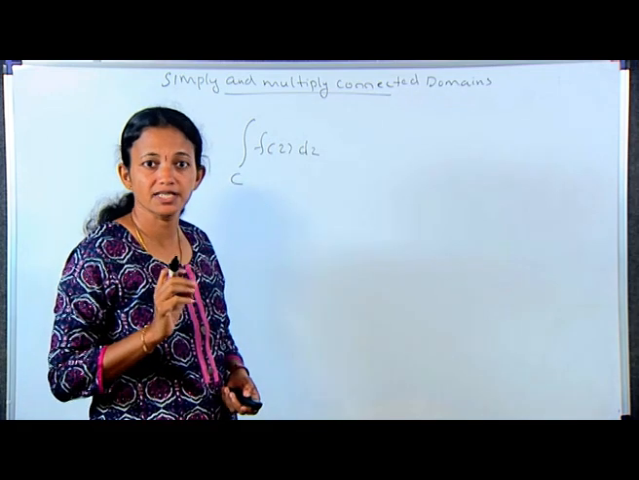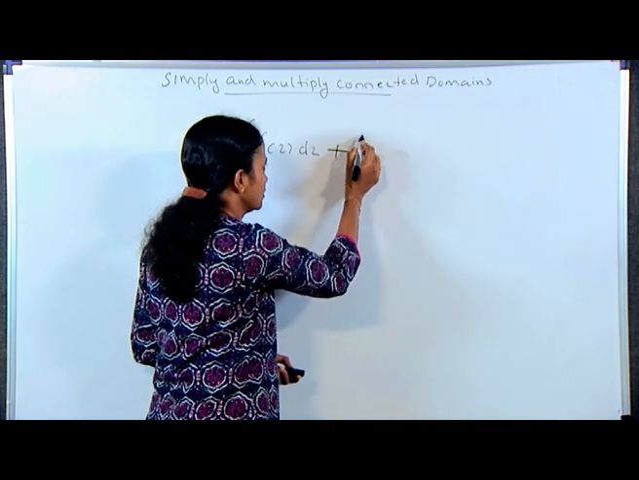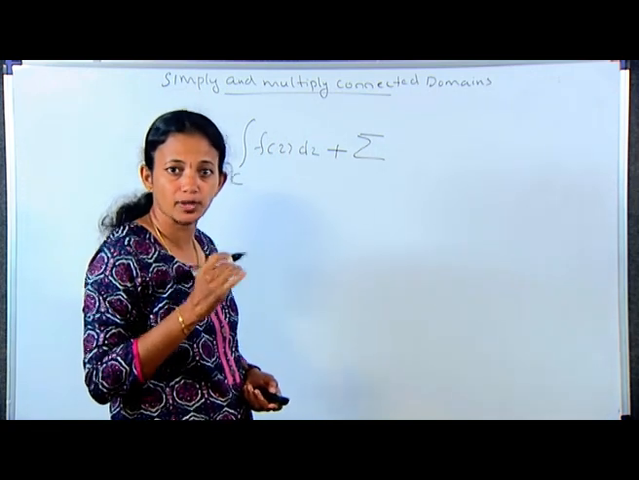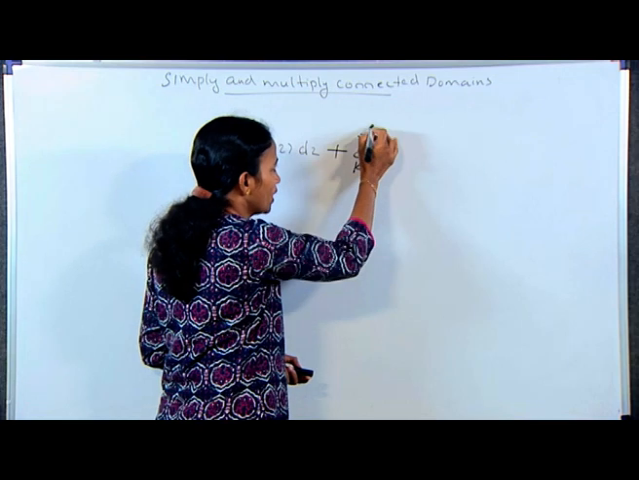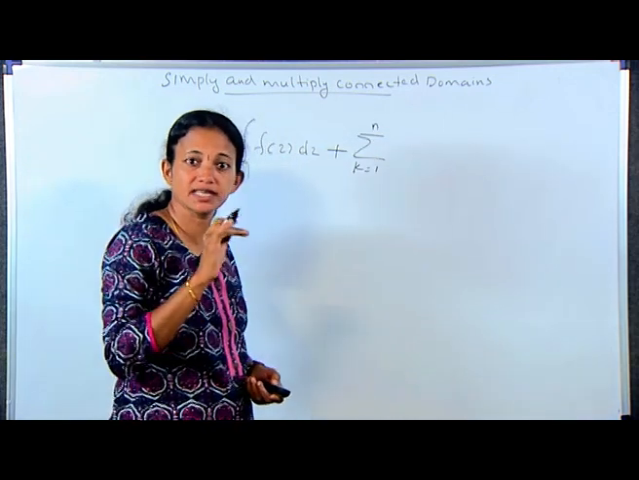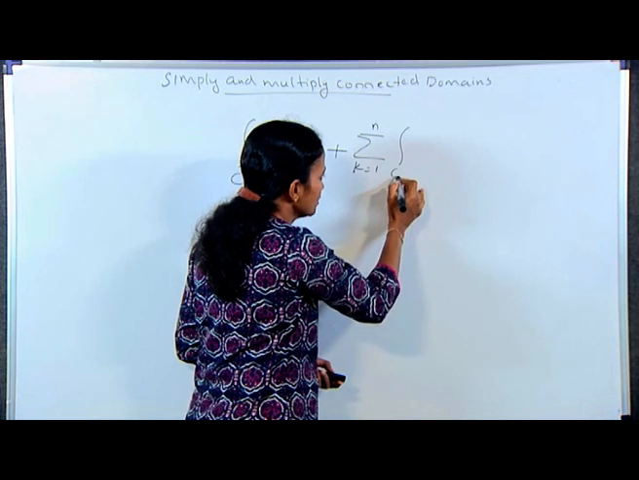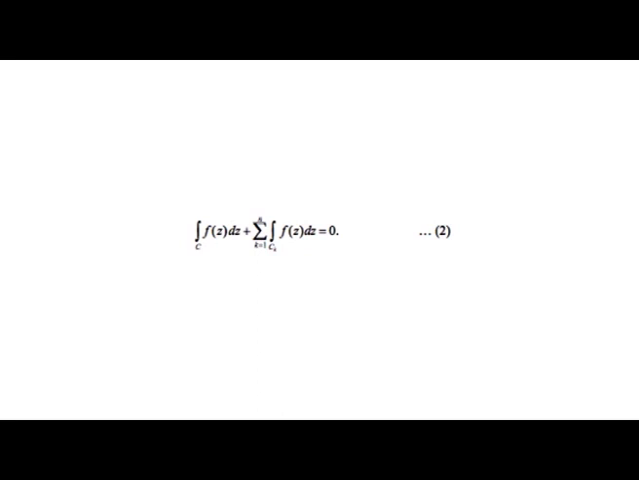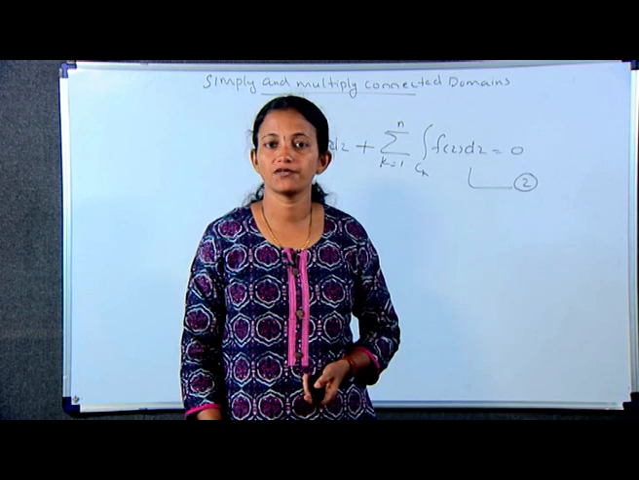the integral over C of f(z) dz plus the sum, k varies from 1 to n, of the integral over Ck of f(z) dz is equal to 0. That is, the integral over C f(z) dz plus the sum of the integrals over Ck where k varies from 1 to n of f(z) dz is equal to 0. Equation number 1. Proof of the theorem.